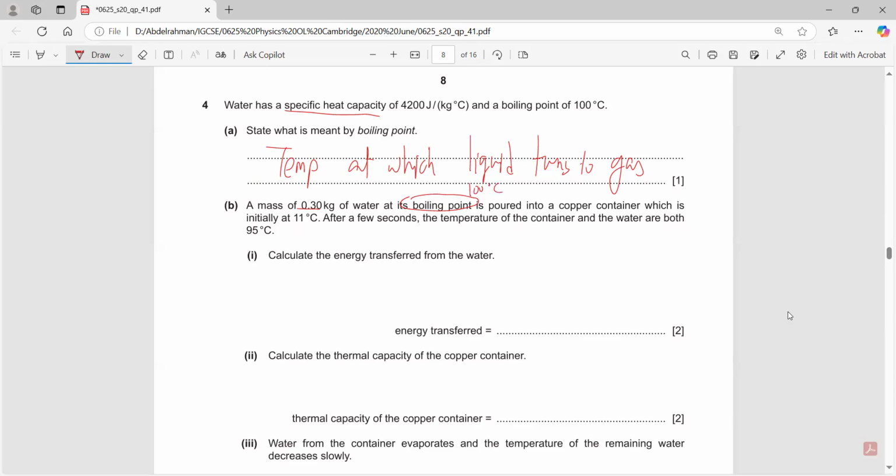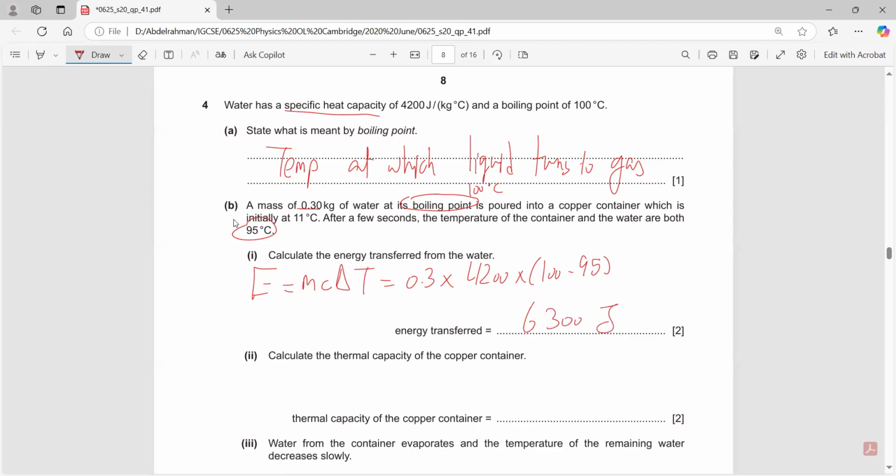After a few seconds, the temperature of the container and the water are both 95 degrees Celsius. So initially it was 100 degrees Celsius and finally the temperature became 95 degrees Celsius. So the change in temperature, delta T, would be 5 degrees Celsius. So E equals mc delta T, in which the mass is 0.3, c is 4,200, and delta T is 100 minus 95. This would give you an energy of around 6,300 joules.